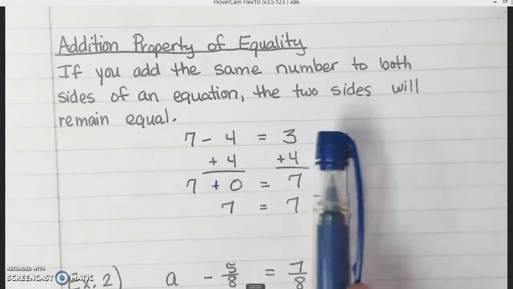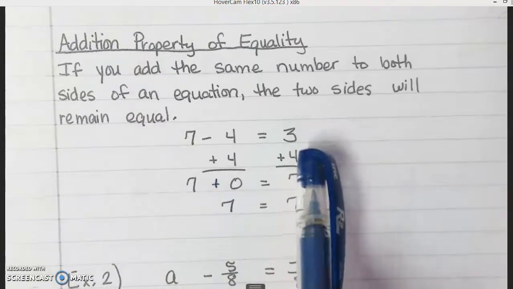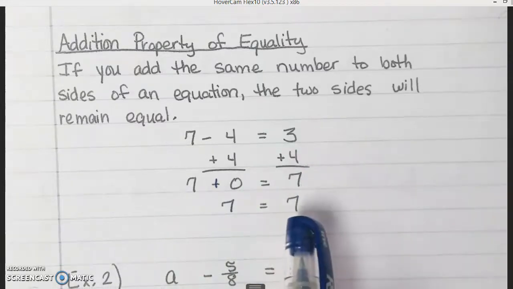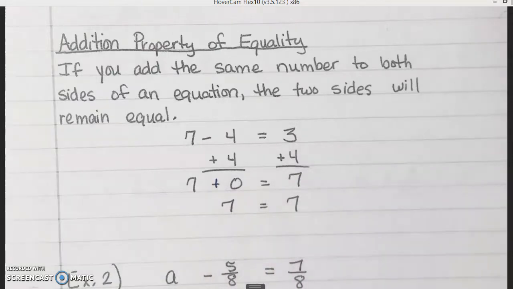If I add 4 over here, 3 plus 4 is 7, so I end up with the 7 here. So because I did the exact same thing to both sides, the equation still stays balanced. Does that make sense?